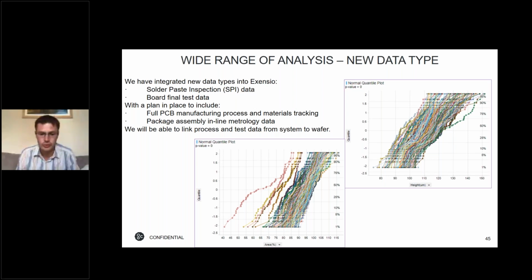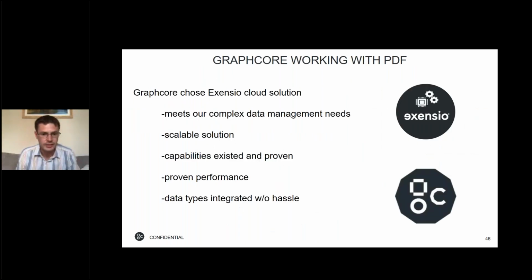And we're also implementing at the moment a DEX server at our contract manufacturer for boards. So we'll be able to pull test data from our consigned testers at the contract manufacturer into Exensio as well. So that's some examples of the data, the data types, and the analysis that we're getting out. So I'll hand it back to John.